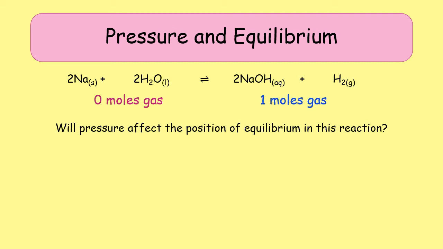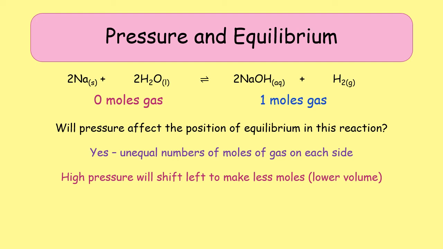Will pressure affect the position of equilibrium in this reaction? Yes. Even though there's no moles of gas on one side, there's still an uneven number of moles of gas. So it doesn't matter if there's no moles of gas on one side of the equation. As long as there's moles on one side, it's uneven, so you can have an effect of pressure. So we need to think about how it's going to happen.